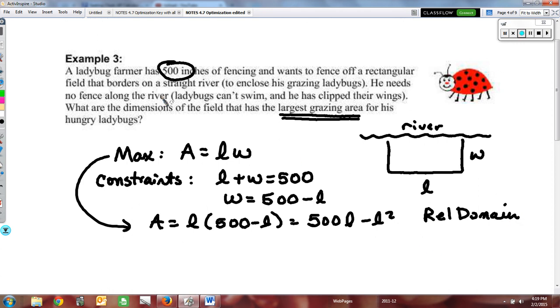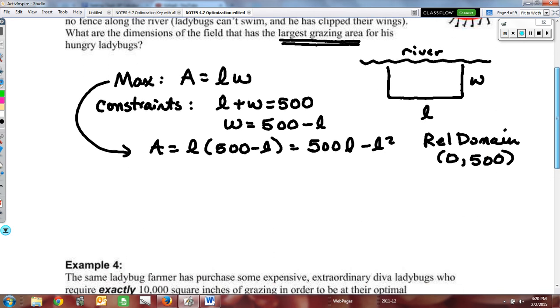In this, we have 500 inches of fencing. Our length and our width, so our length has to be bigger than 0, can't be negative, and it has to be less than 500 inches. Now, obviously, we know it's going to be somewhere in the middle, but we have to include all that. Again, not an EVT problem, so we're going to use either modified first, modified second. I'll make that decision after I start taking my derivatives.